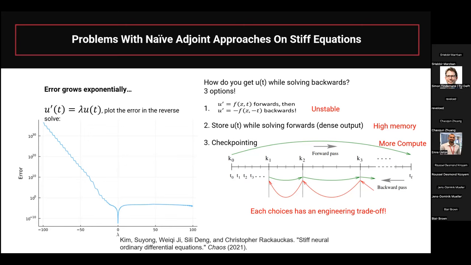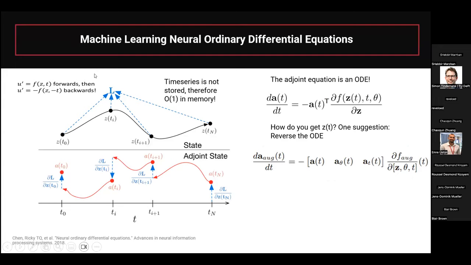So you can see that if you just solve u prime equals lambda u, with, say, lambda being minus 50, you solve it forwards, so you do the exponential growth, and then you solve it in reverse, you see that the error you get is around 10 to the 10th, right? I think this is just with Euler's method, but what it's demonstrating is that the error grows exponentially with respect to the Lipschitz constant. And so this idea of doing this reversal is correct, but it's not numerically stable, right?